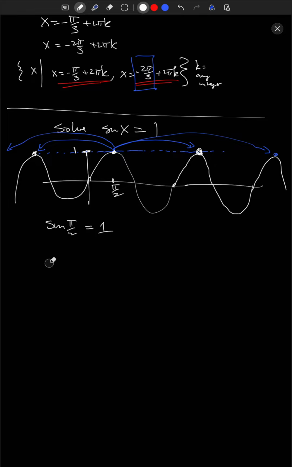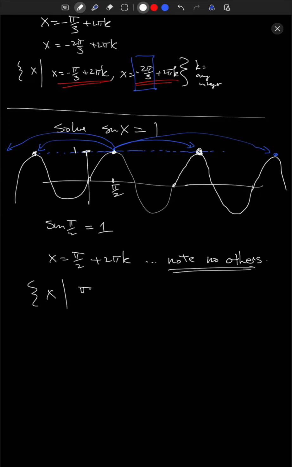So let me write it the way I've been writing it. x equals pi over 2, plus 2 pi k, and note there are no others. If you just memorize the book's procedure, you have to memorize that for this situation there are no others. But if you look at the graph, you easily see that there are no others. My solution, written the book's way, and this is very standard, is pi over 2 plus 2 pi k, and that's it, where k equals any integer.